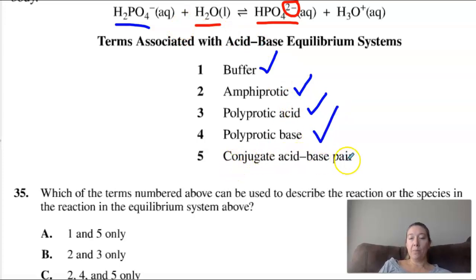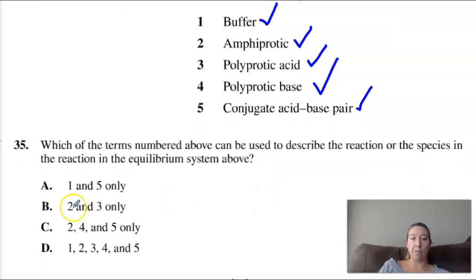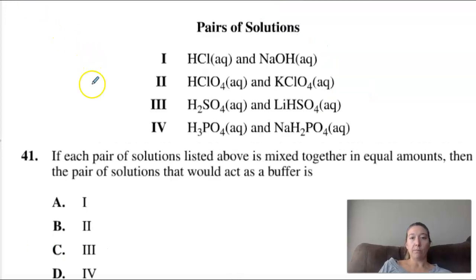And then a conjugate acid-base pair, absolutely we have conjugate pairs because we have an equilibrium system. So we are looking at D. 1, 2, 3, 4, and 5 are all true for this particular equation. Okay, this question here, put like a star or something in your notes. This question shows up so commonly on the diploma to the point that sometimes they don't even change the chemicals in it.